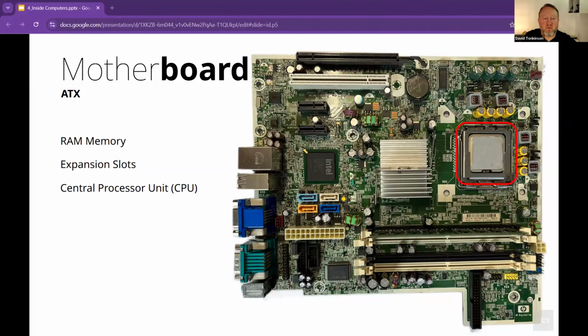Okay, so it is your central processing unit. Okay, there's another ring there, another red ring.